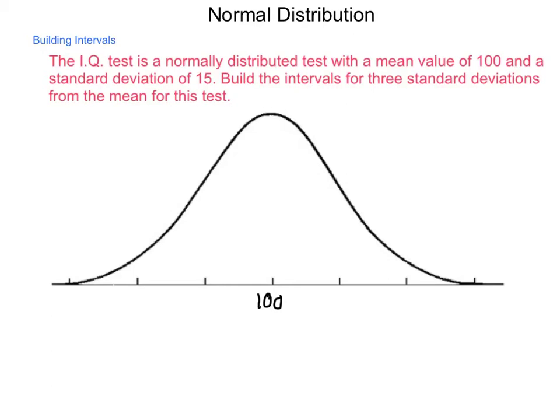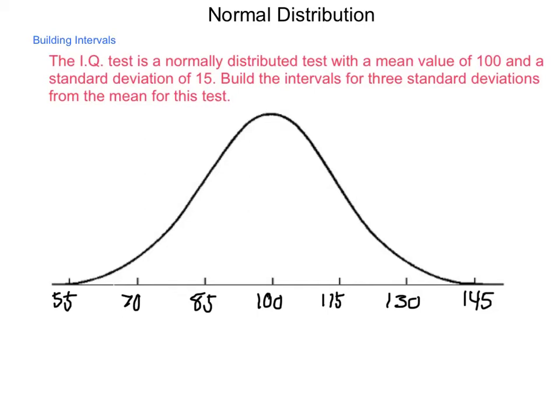So what that means, if we move one standard deviation to the right, we're at 115. If we move 2, we're at 130. 3, we're at 145. Now moving to the left, we'd be at 85 if we were one standard deviation below. We'd be at 70 if we're 2 standard deviations below. And 3 standard deviations below would put us at 55 for our score.